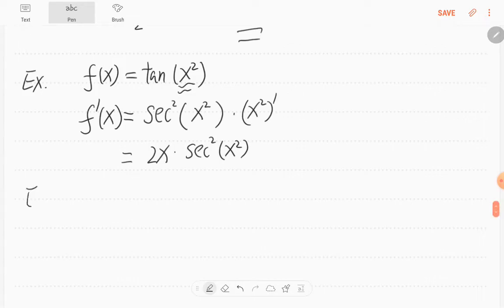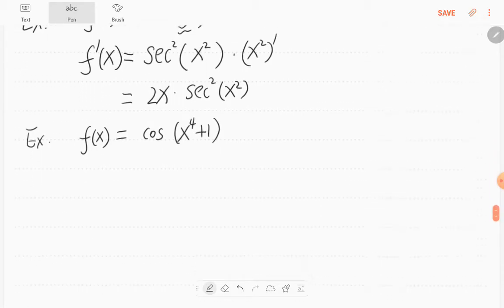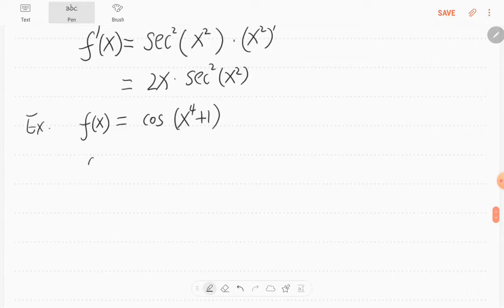Okay, let's look at more examples. We should practice many examples to understand this rule, which is cosine of x to the 4th plus 1. So in this example, what is the outside function? The outside function would be the cosine, right? What is the derivative of the cosine? The derivative of cosine equals negative sine. Negative sine of what? Of this inside function, which is x to the 4th plus 1.